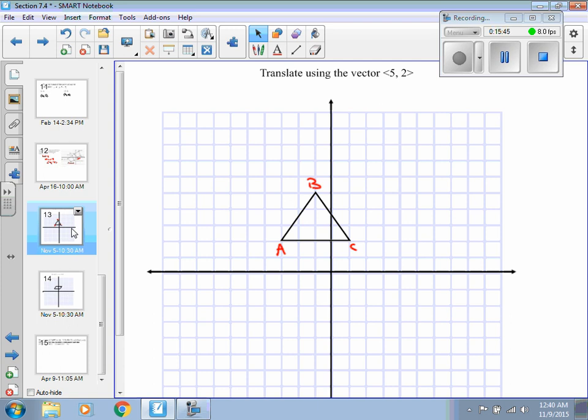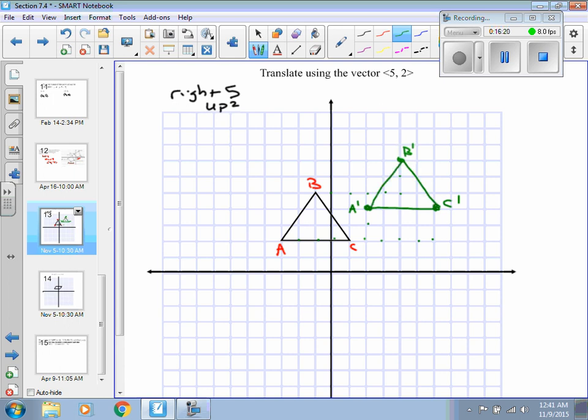Okay, if we have the vector (5, 2), that's telling us we're moving our triangle to the right 5 and up 2. So we're going to do those same exact things with A, B, and C. A is 1, 2, 3, 4, 5 units to the right and up 2, so that is going to be A prime. B, we count 1, 2, 3, 4, 5 units to the right and up 2, so that's B prime. And C is 1, 2, 3, 4, 5 units to the right and up 2, so that's C prime. And that is our triangle that is translated: A prime, B prime, C prime.